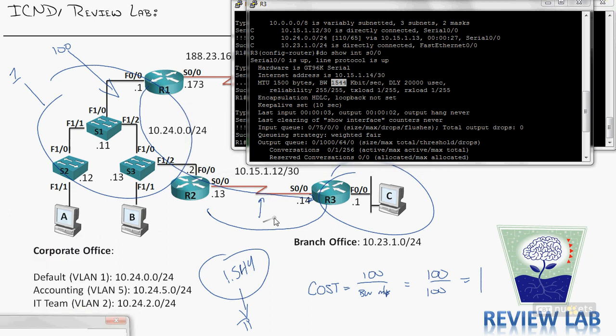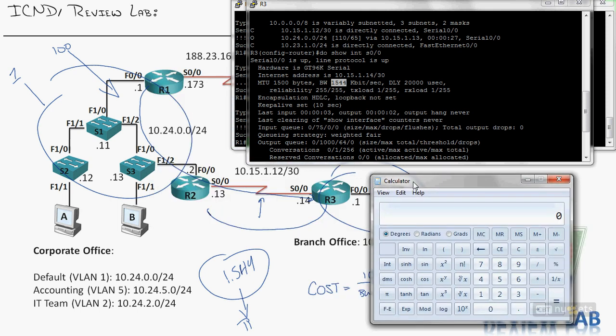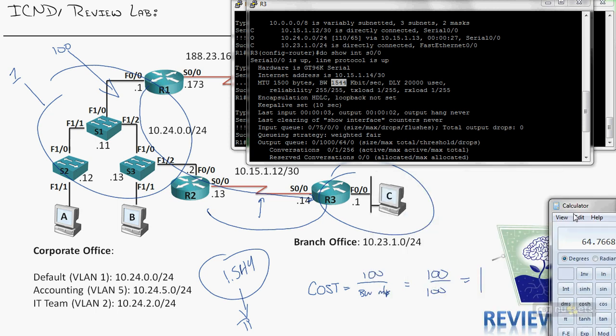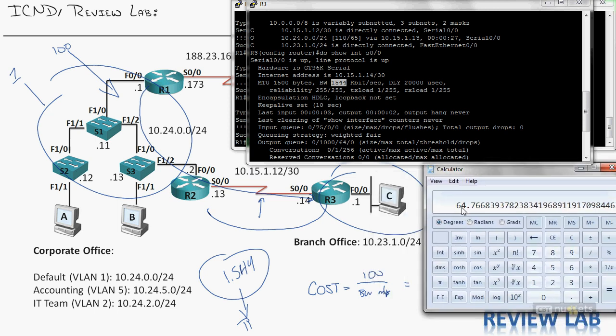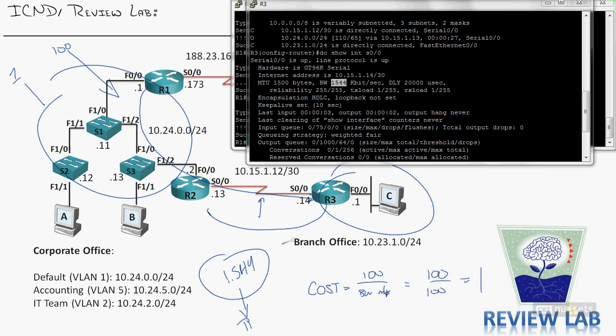If I could type calc right in Windows. I come in here and do 100 divided by 1.544 megabits per second. That's my cost formula, right? Now, OSPF does not round. It looks and says that's a cost of 64. So it sees this line right here as a cost of 64 because it takes that formula, 1.544, divides into 100, and gets 64.